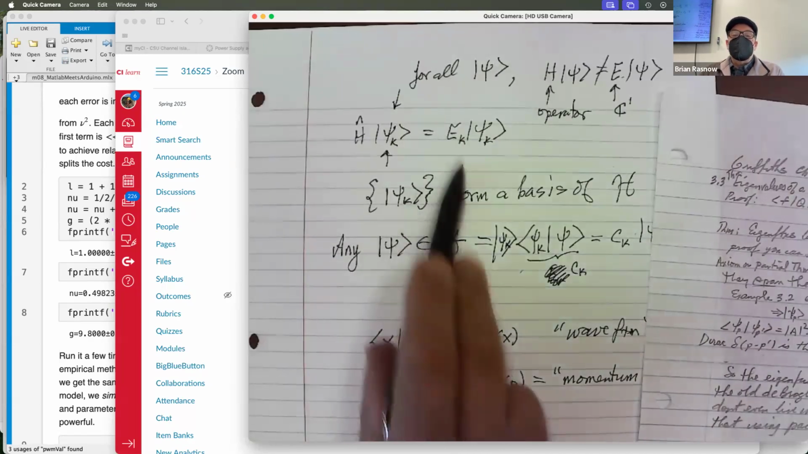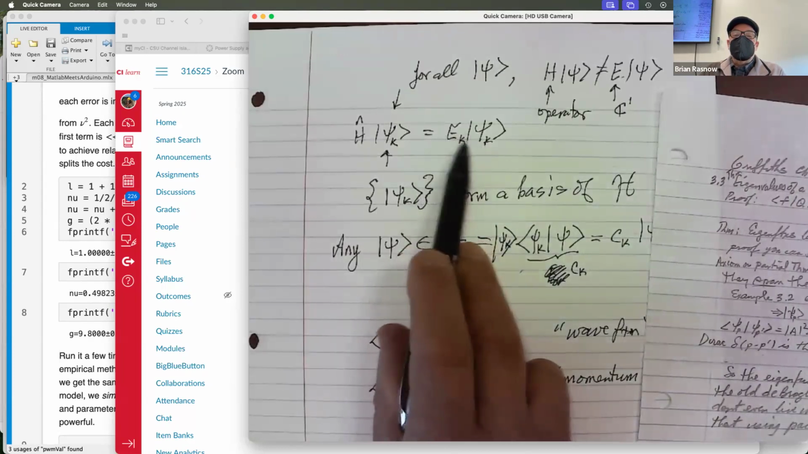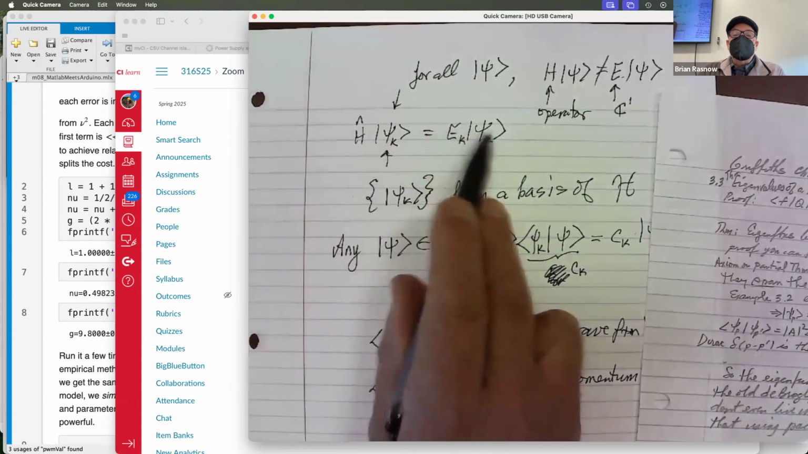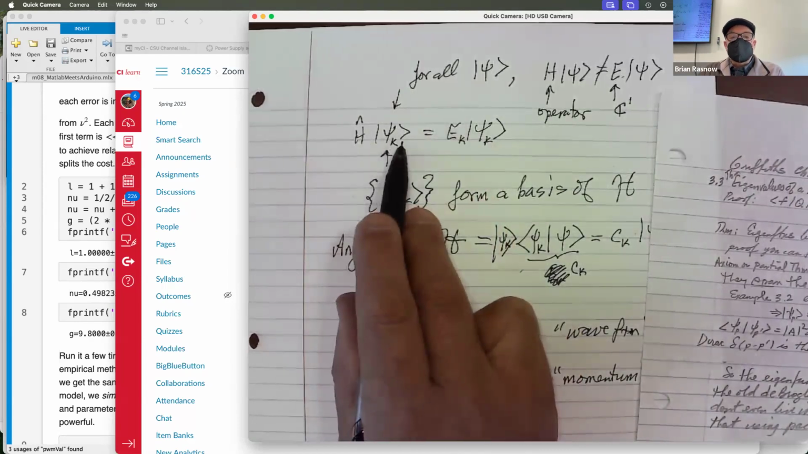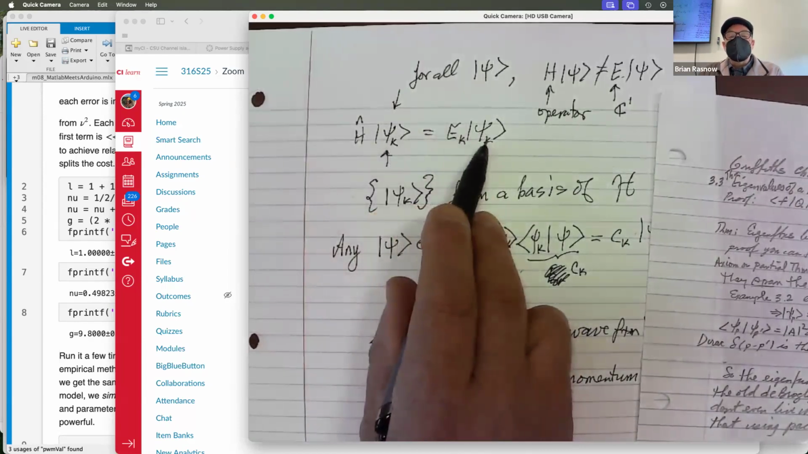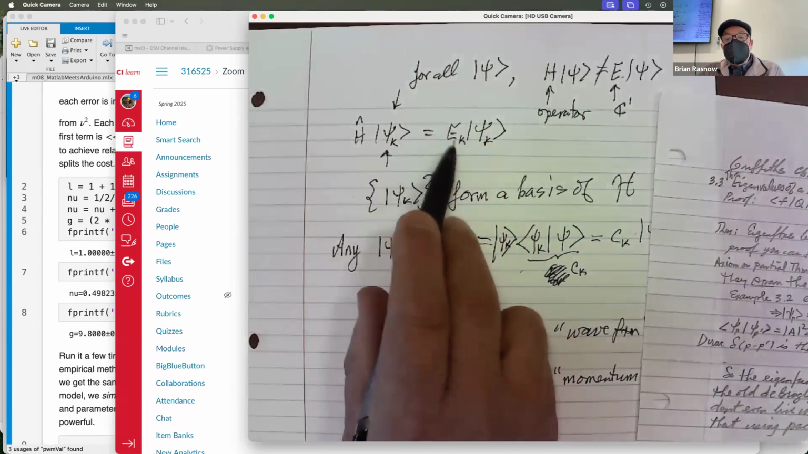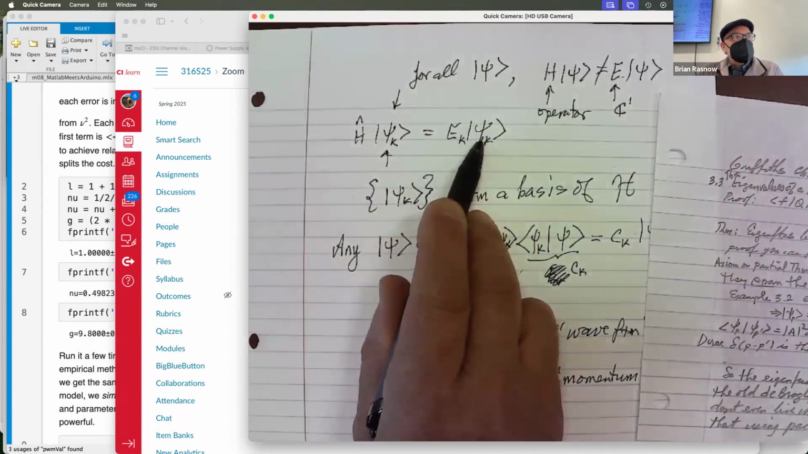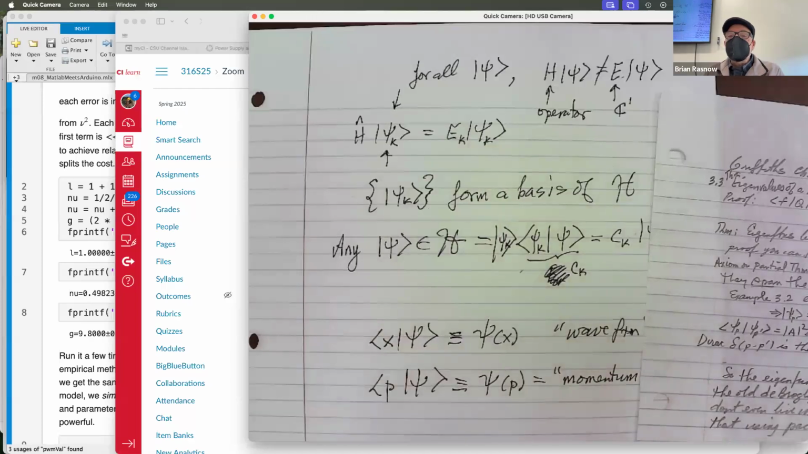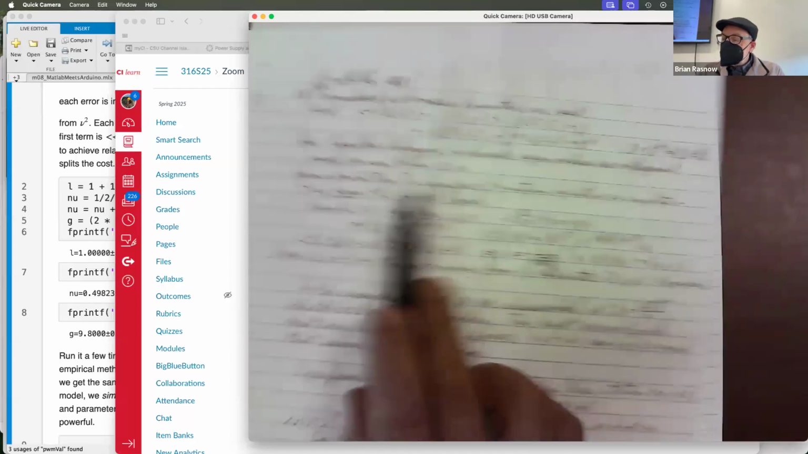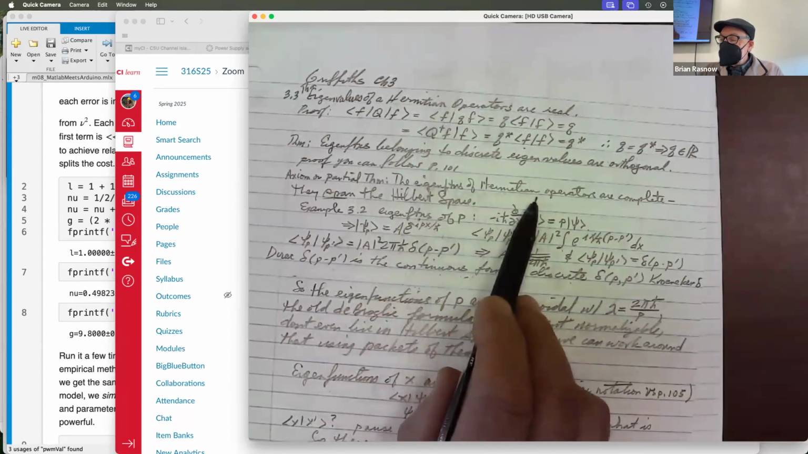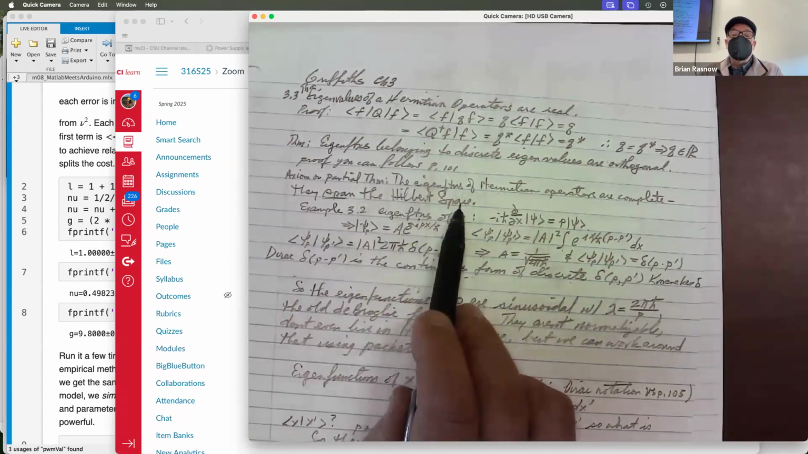And so if H acting on psi1 is E1 psi1, and H acting on psi2 is E2 psi2, and E1 is not equal to E2, then psi1 is orthogonal to psi2. And the next theorem is that the eigenfunctions of Hermitian operators are complete. They span the Hilbert space.